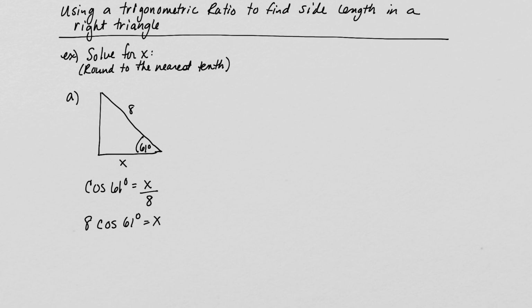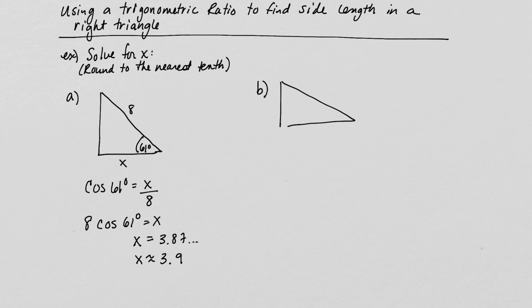And since the problem asks us to round to the nearest tenth, if we do that, we end up with x is equal to 3.87 dot dot dot. And so if we round that to the nearest tenth, because the 7 is bigger than 5, we would round up. So it's approximately 3.9. So we'll try another one here.